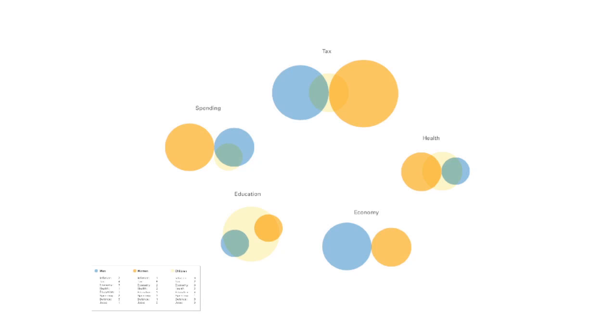But I used graphic design to explain things like how different genders, men, women and children, appear in relation to themes. So orange is women, blue is men, and the faint yellow is children. And you can see that women appear more often in relation to tax and spending, and men more often in relation to economy, and obviously education. Children appear more often in relation to education. So I use design in this way to map some of my other findings that weren't necessarily born of that practice element of the methodology.